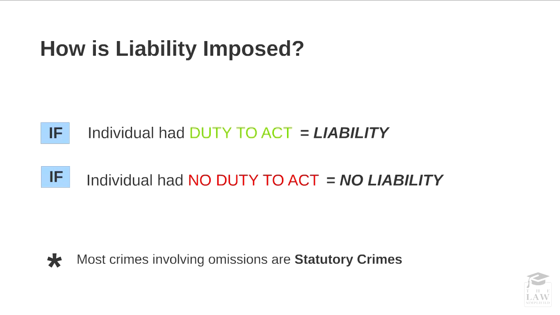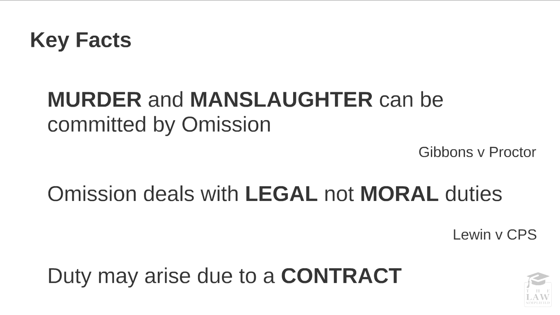There are a few key facts that we must consider when we think about omissions in relation to criminal law. First of all, both murder and manslaughter can be committed by omission. Now, this was found in Gibbons and Proctor. This case is available in your case summaries, which are in the form of a PDF, which is downloadable along with the full course. Secondly, omission deals with legal and not moral duties.